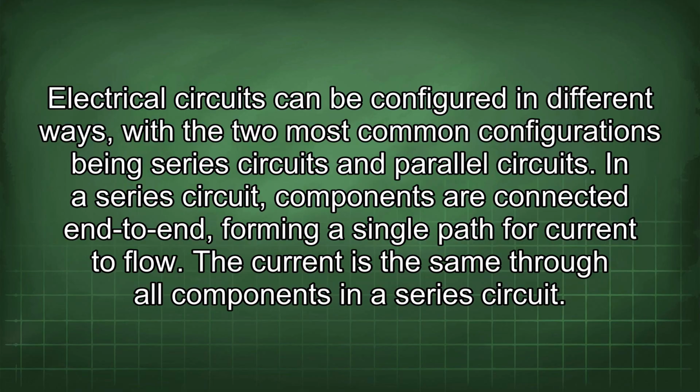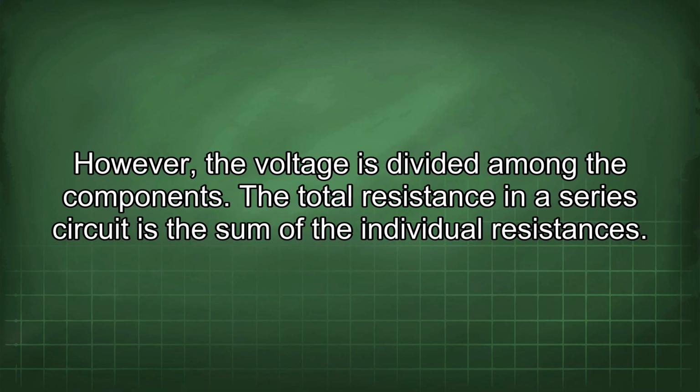Electrical circuits can be configured in different ways, with the two most common configurations being series circuits and parallel circuits. In a series circuit, components are connected end-to-end, forming a single path for current to flow. The current is the same through all components in a series circuit. However, the voltage is divided among the components. The total resistance in a series circuit is the sum of the individual resistances.